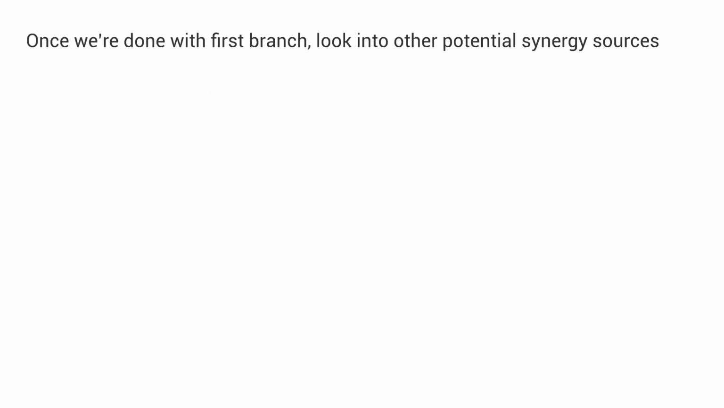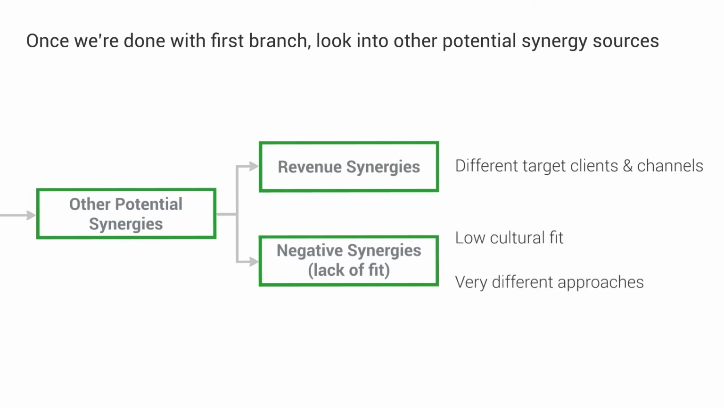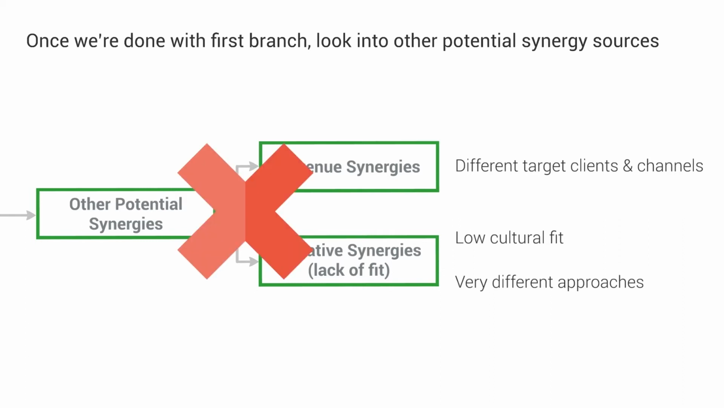Once you're done with the first branch, move on to the other potential sources of synergy. When you dig deeper into each node, you realize that there are no revenue synergies as the two companies have different target customers and channels. In fact, there are several negative synergies, including low cultural fit between the companies and a very different approach to business. So this branch has been nullified. There are no potential positive synergies. In fact, there are several negative synergies at play.